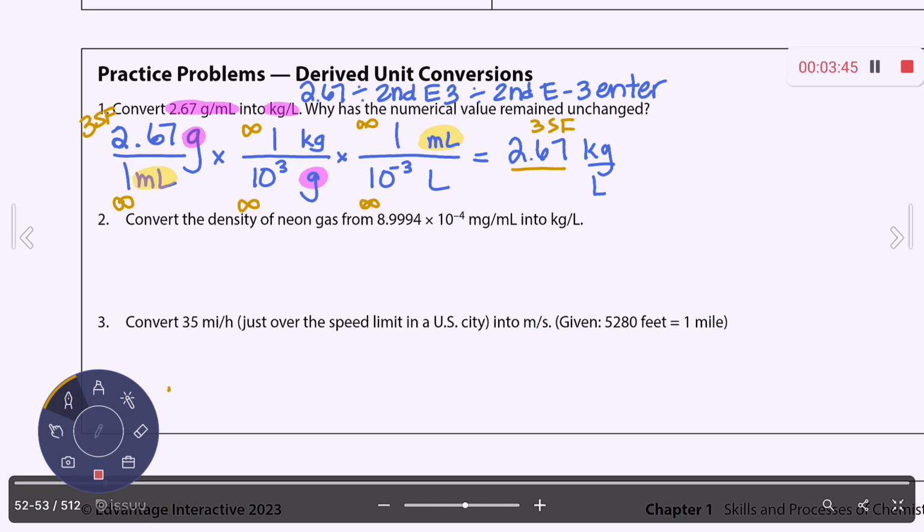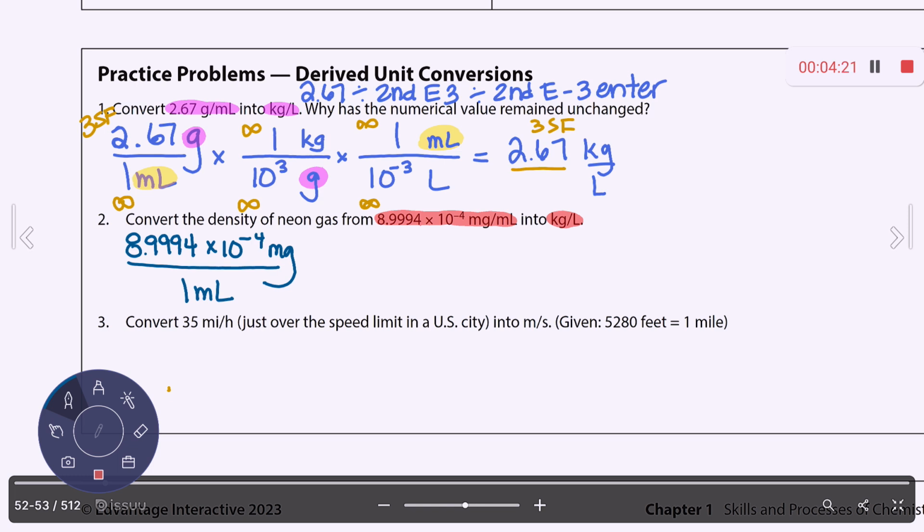All right, now let's take a look at number 2. Number 2 says you've got this many milligrams per mil, and they want to convert it into kilograms per liter. So we follow the same format. We take the 8.9994 times 10 to the negative 4, put milligrams after it, and this is all over 1 milliliter.